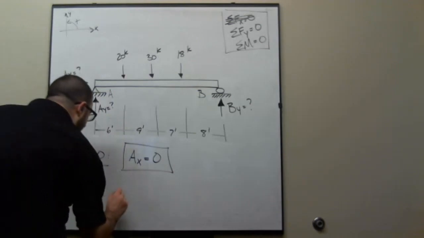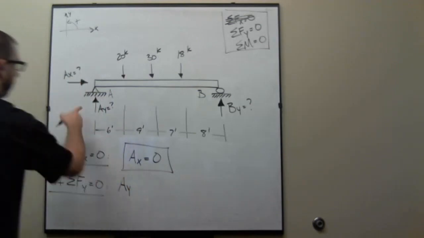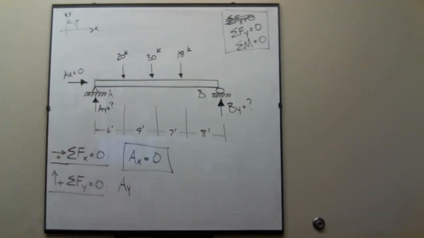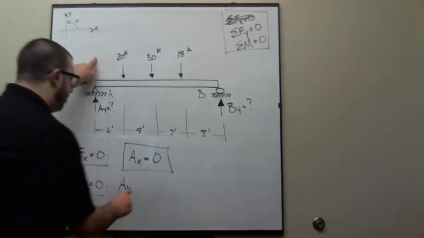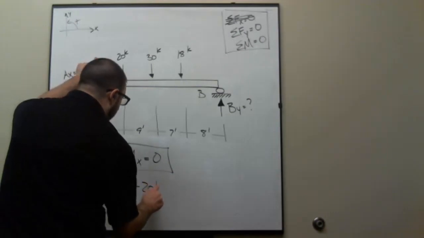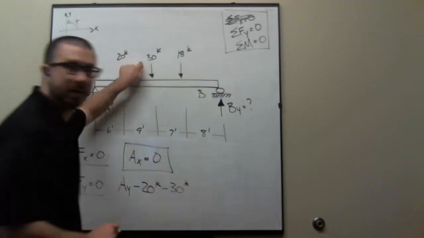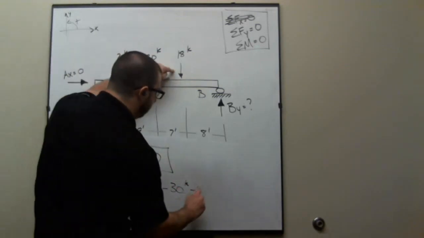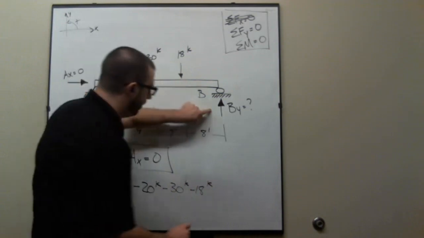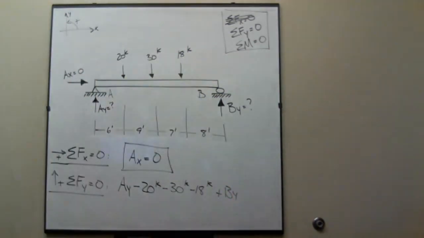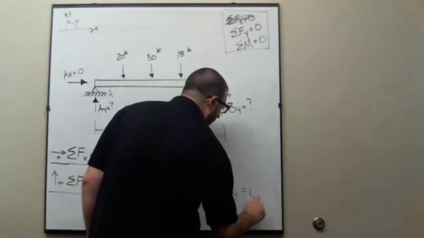So I have Ay going up. First off, Ax we ended up determining was zero, so that's pretty easy. But it's also horizontal. We wouldn't consider it anyways. So I've got Ay going upwards, minus 20 kips going downwards, minus 30 kips going downwards, minus 18 kips going downwards, plus By, and that has to equal zero.